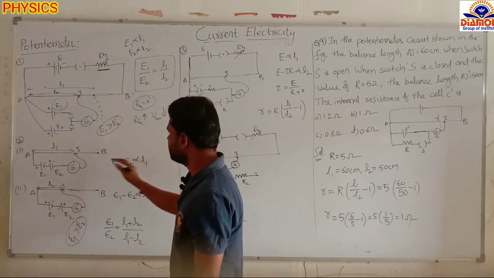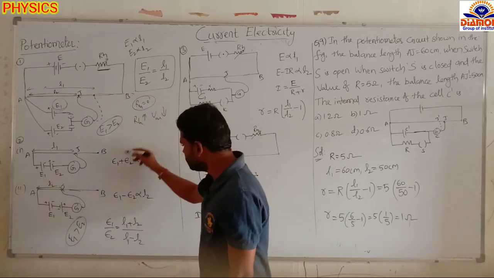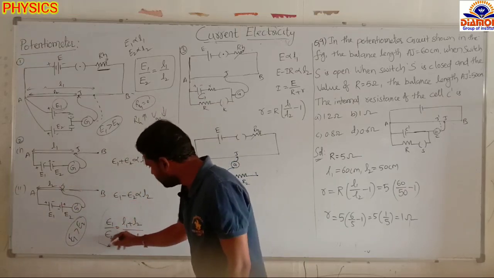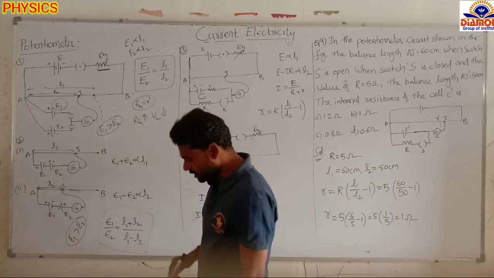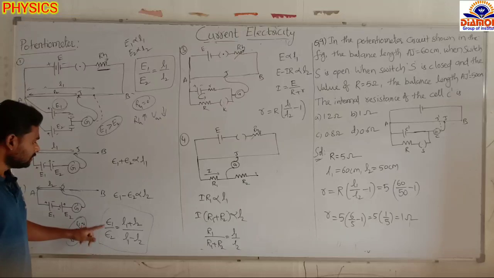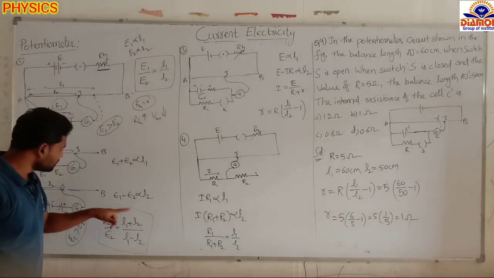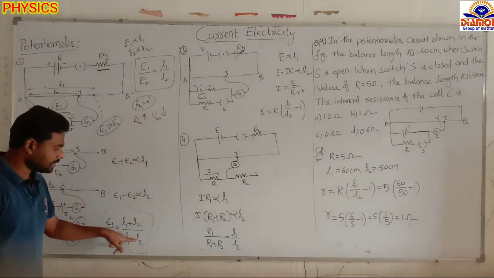E1 plus E2 is directly proportional to L1, and E1 minus E2 is directly proportional to L2. So by using this, we can find E1 by E2 equal to (L1 plus L2) by (L1 minus L2). On the more side it is more, that means L1 plus L2, and on the less side it is less, L1 minus L2.